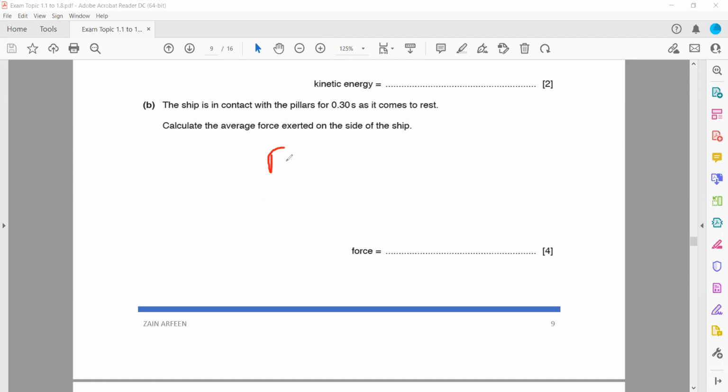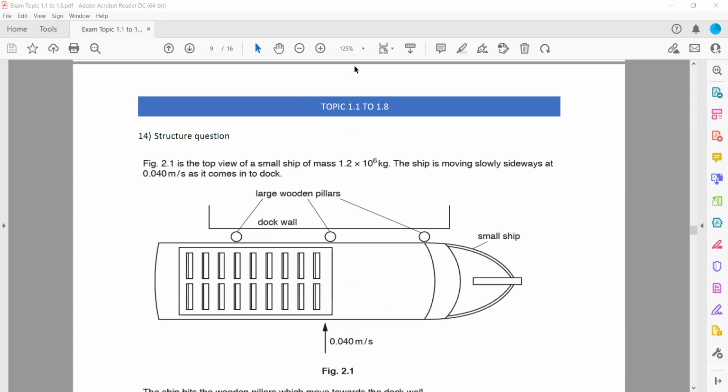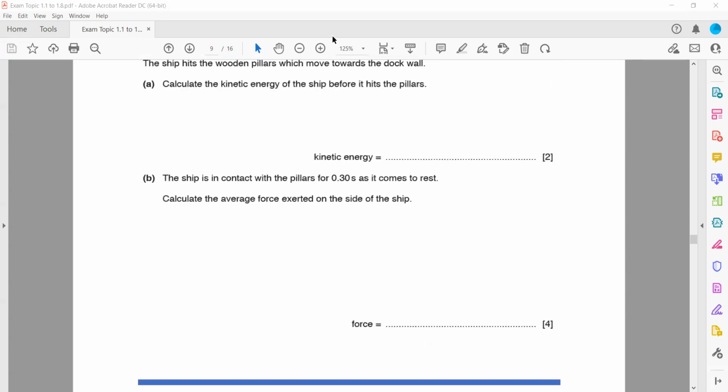We have to get the resultant force, the formula F equals ma. The mass of the ship is already given. To get the acceleration, it is the change in velocity divided by the time interval. So how to work out the change in velocity? As the ship initially entered the dock, it had a speed of 0.04. And they mentioned the ship completely stops, comes to rest, so the final speed will be 0.